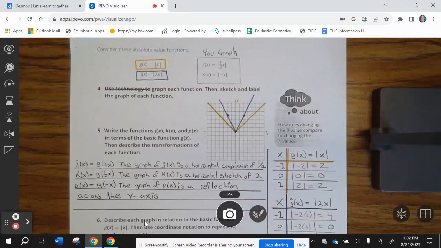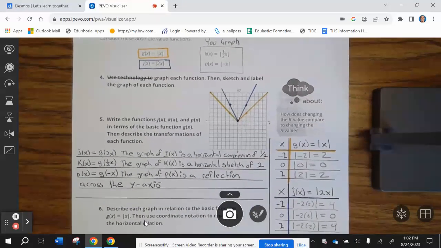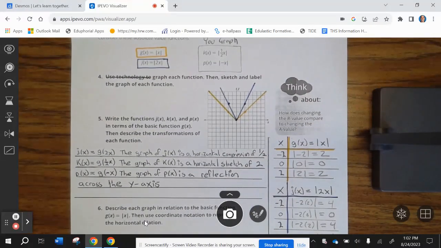J of x equals g parentheses 2 of x. The graph of j of x is a horizontal compression of 1/2. K of x equals g of 1/2 x. The graph of k of x is a horizontal stretch of 2. P of x is g of negative x. The graph of p of x is a reflection across the y-axis.